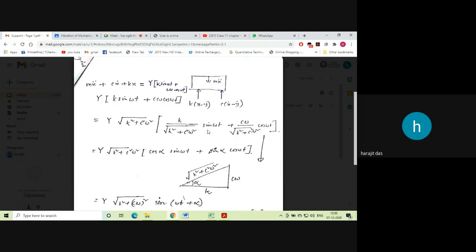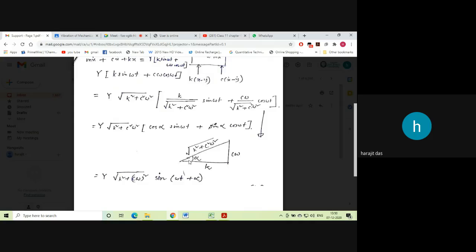Now what I can write, y, so I will be writing this one, and instead of this one, you can see I can make one triangle, a right angle triangle of sides k and c omega. So k and c omega, and the angle is alpha. In between these two sides the angle is alpha, and the resultant will be given by Pythagoras theorem, k square plus c square omega square. Okay, so what is k by under root k square plus c square omega square? So this will be cos alpha.